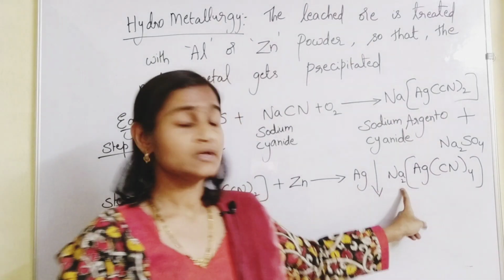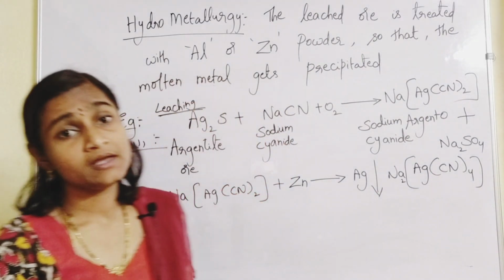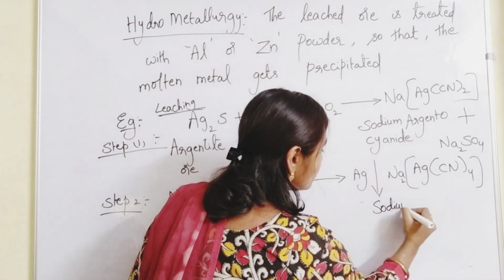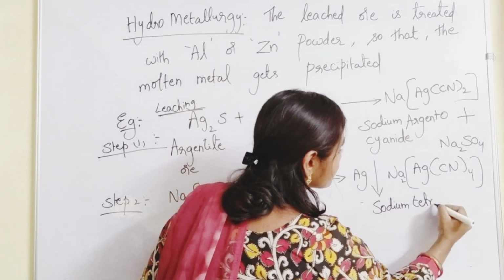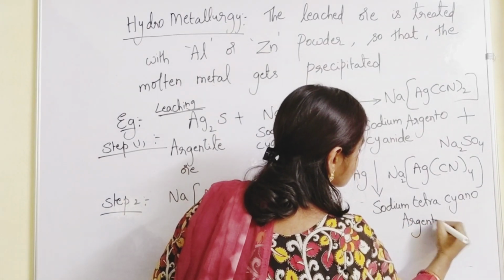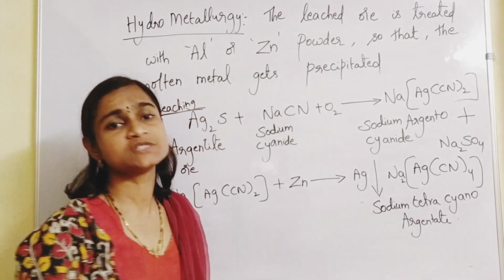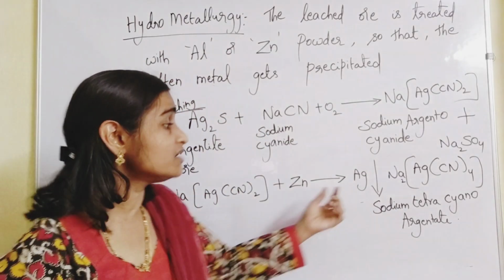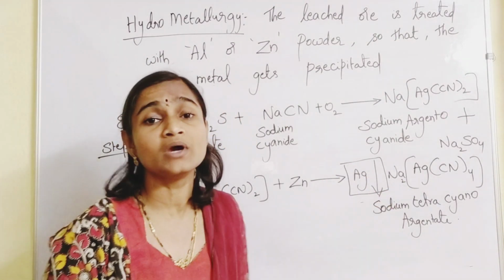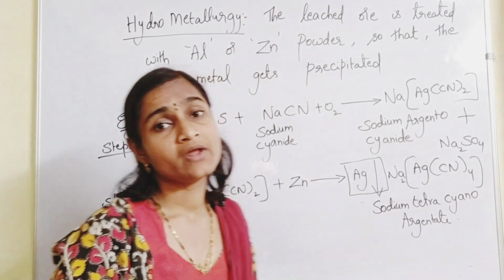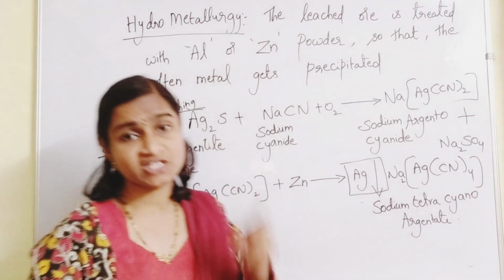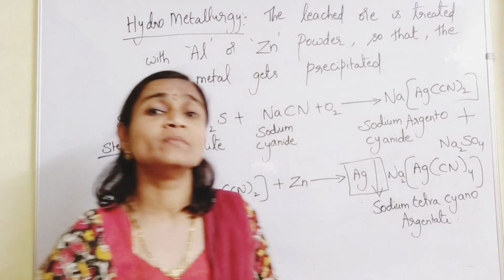Sodium tetracyanoargentate is the complex substance which is formed. We don't want that complex substance, of course. We want our silver to get precipitated. I kept a downward arrow there for precipitated. So these two steps, this becomes step 2. In step 1 we do leaching, and in step 2 we do hydrometallurgy.